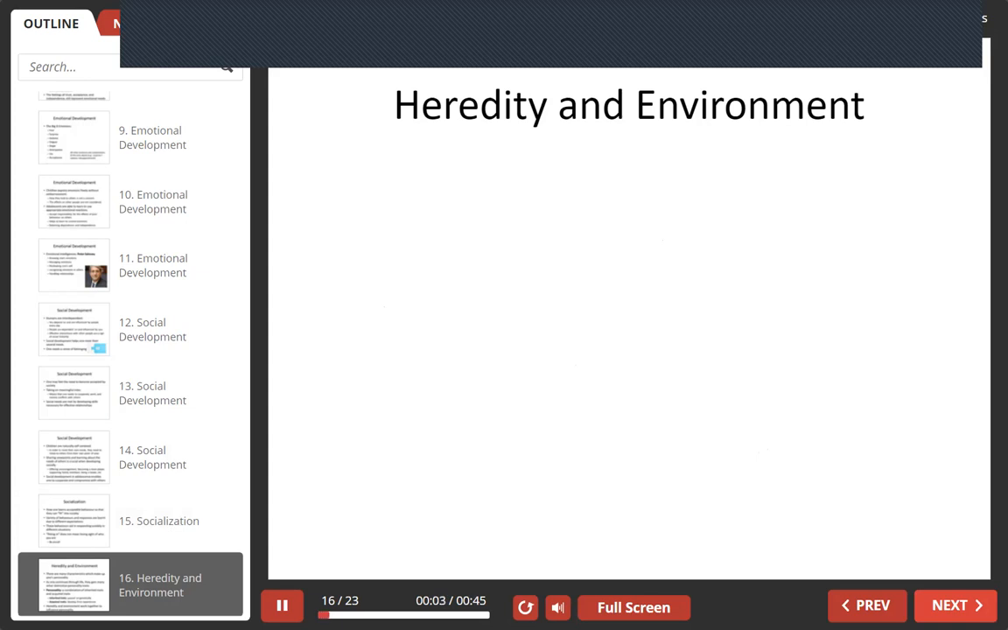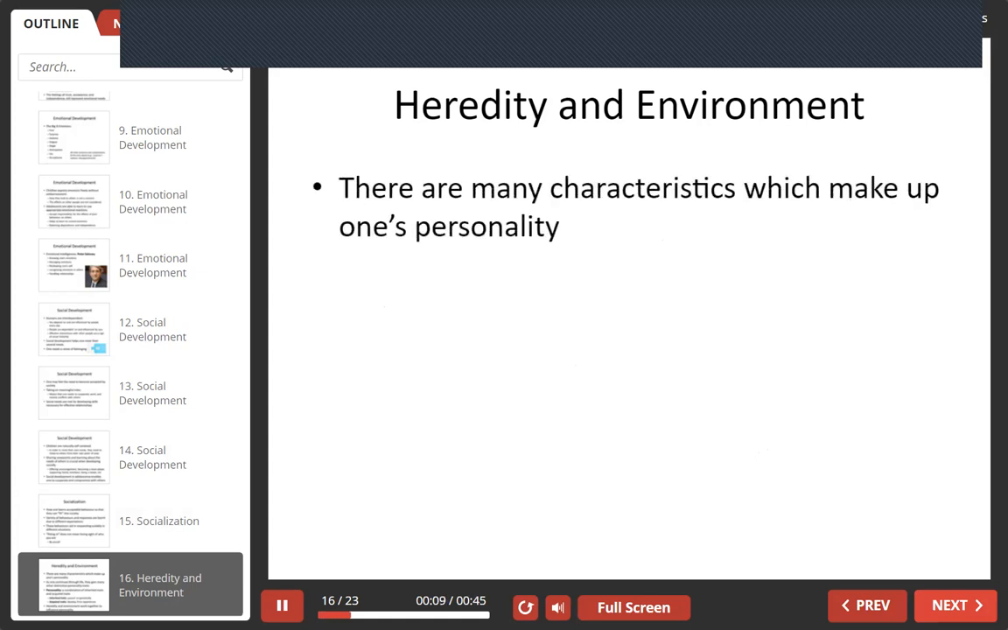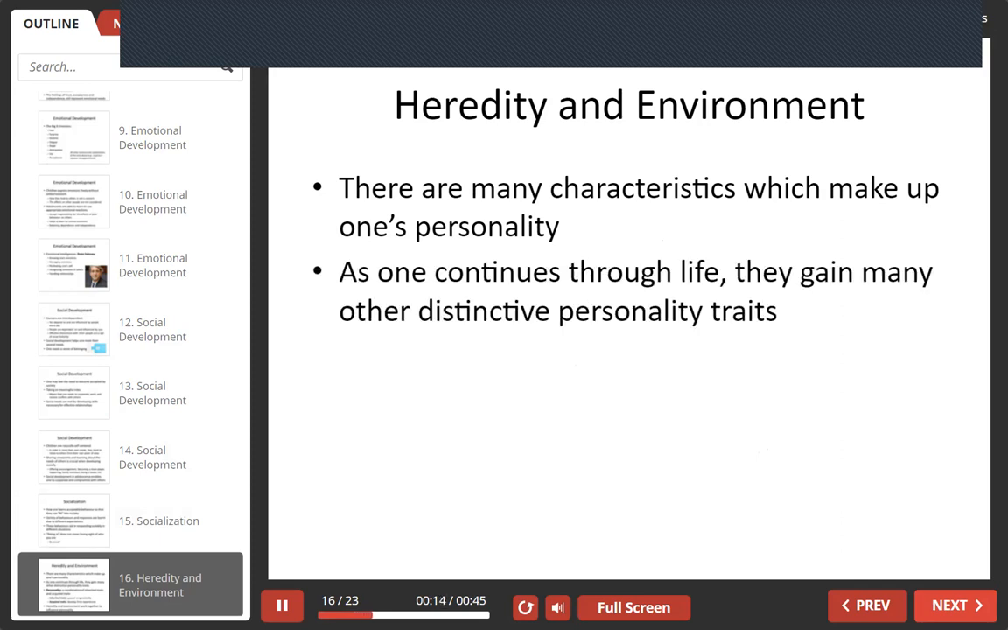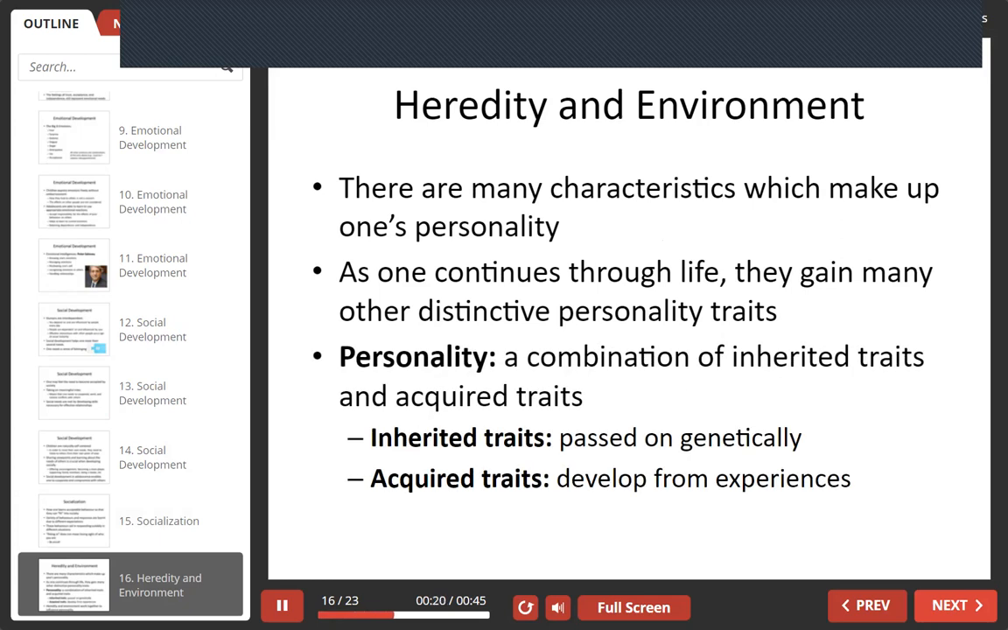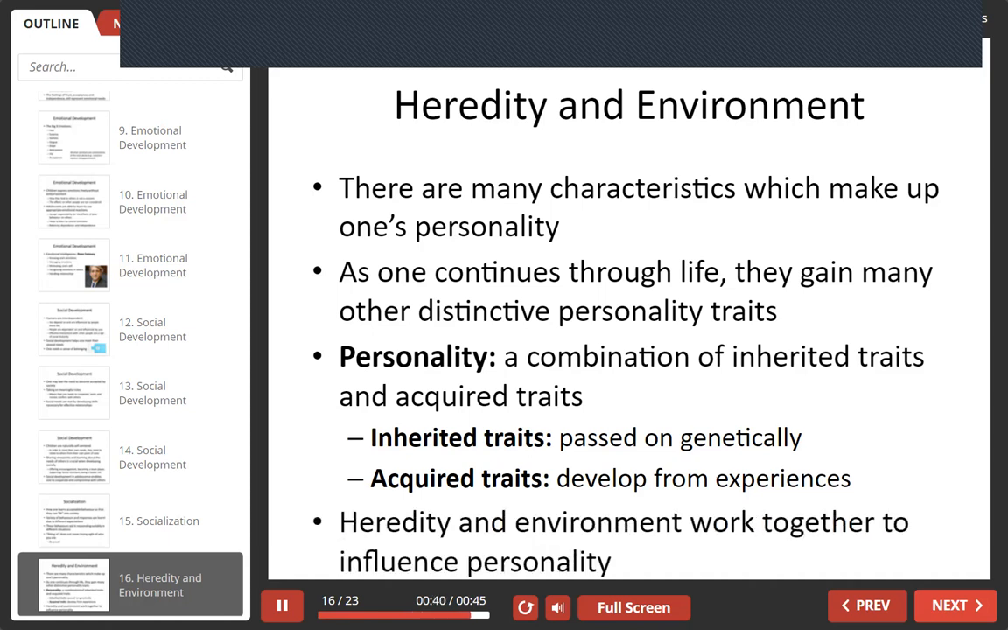Now we're going to be looking at heredity and environment, which is essentially the opposite of socialization. There are many characteristics which make one's personality. As one continues through life, they gain many other distinctive personality traits. A personality, to further explain, is a combination of inherited traits and acquired traits. So inherited traits are traits which are passed on genetically from your parents, from your ancestors. And acquired traits are developed from experiences. Heredity and environment work together to influence personality.